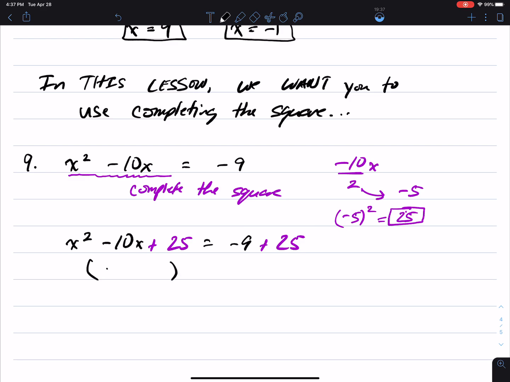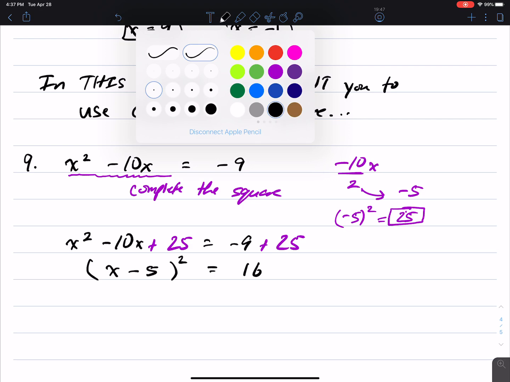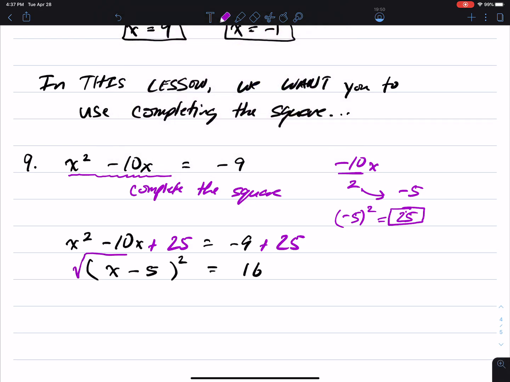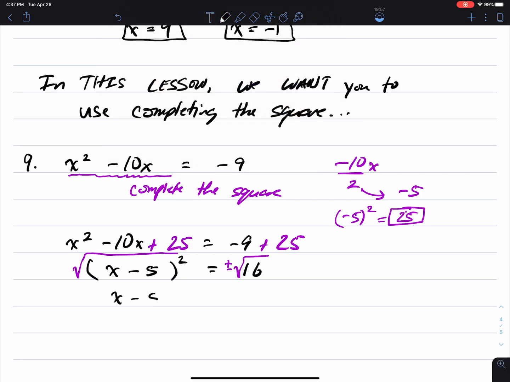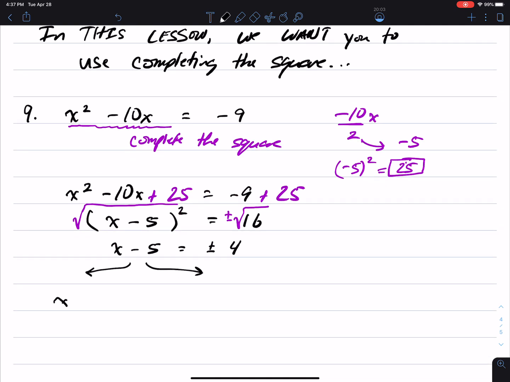Since this is a PST, how does it factor? It factors as x minus 5 squared. And over here, we get 16, okay? And we like that 16 because that's a nice perfect square, right? We can take the square root of both sides, not forgetting to write plus or minus. And we have x minus 5 equals plus or minus 4. Branch off here to two separate possible equations. Either x minus 5 equals 4 or x minus 5 equals negative 4.